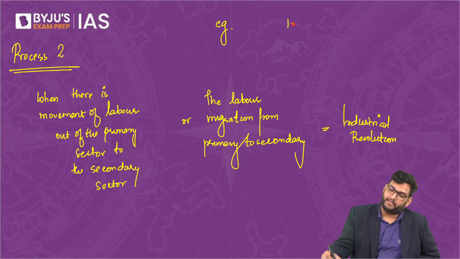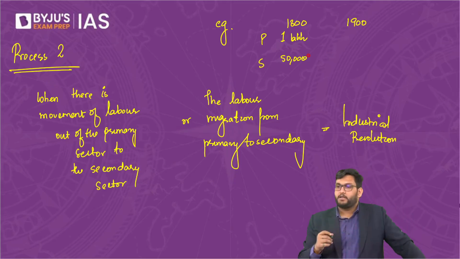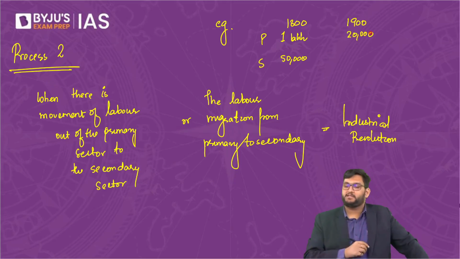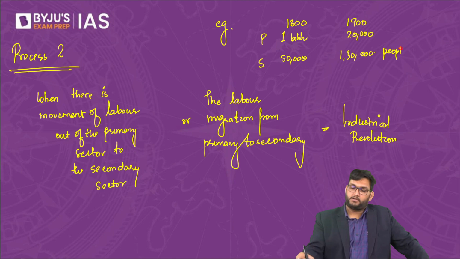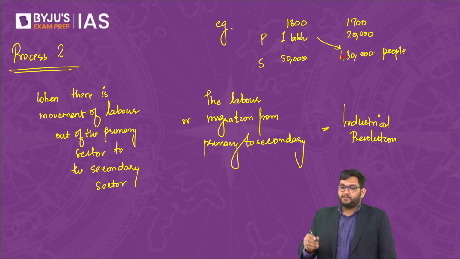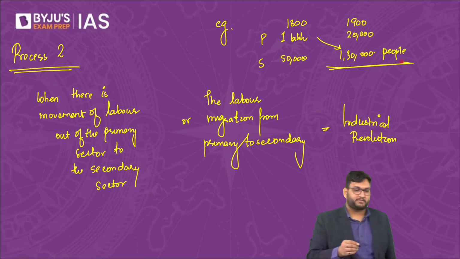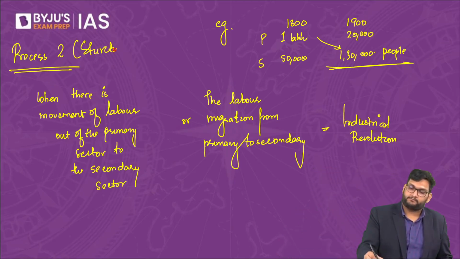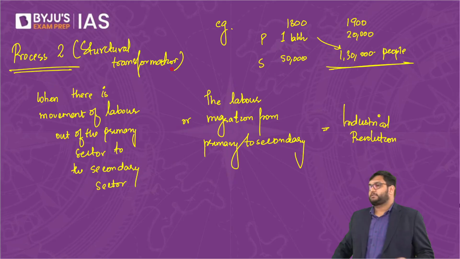Example, 1800, 1900, primary, secondary. 1,50,000 people were involved, and now there are 20,000 people in this, and there are 1,30,000 people here. So basically, there's a movement you can see of how 80,000 moved from primary to secondary. This is called structural transformation, wherein your labor market totally changes.